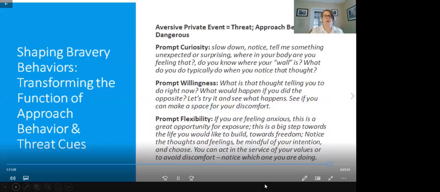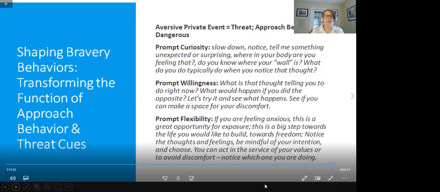So here are some really specific things that you might think about saying to yourself if you have OCD, or if you're a therapist, to your client, to prompt curiosity, right? Slow down, notice. What surprises you? What didn't you expect? Where did you feel that, right? To prompt willingness. What is that OCD thought telling you to do right now? What if we did the opposite of that? What if we make a space for that discomfort? What if we soften around it? Why don't we see what happens? We're noticing that thought. Why don't we see what happens next?